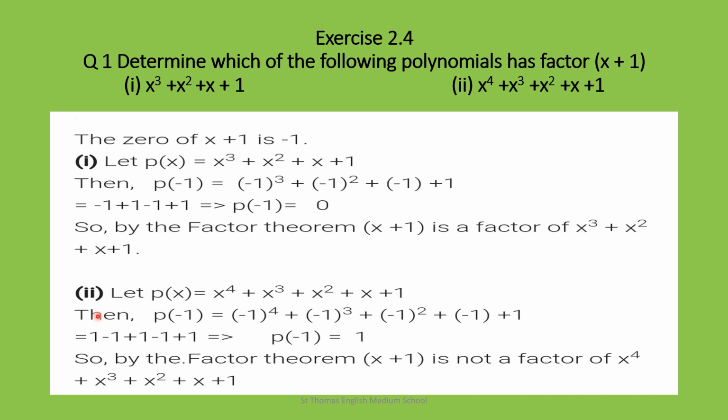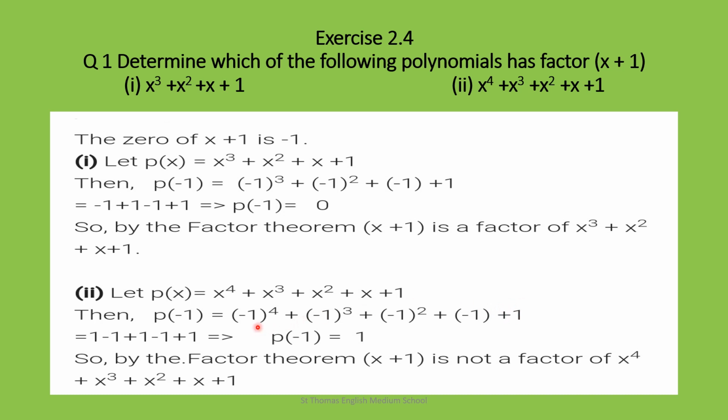Now we will move to question number 2. Here let p of x equal to x raised to 4 plus x cube plus x square plus x plus 1. Here you have to check whether x plus 1 is a factor or not. For that you have to take p of minus 1. So you are replacing x by minus 1. So p of minus 1 equal to (minus 1) raised to 4 plus (minus 1) cube plus (minus 1) square plus minus 1 plus 1.